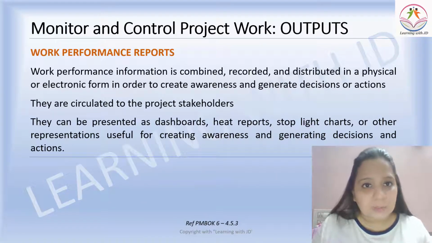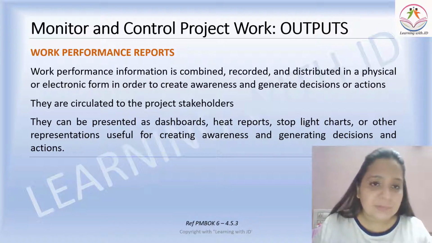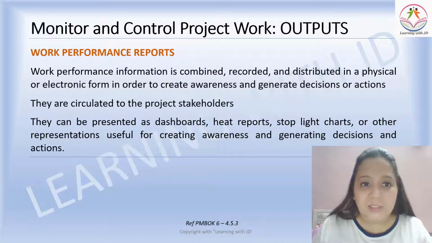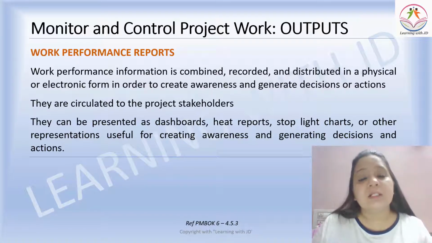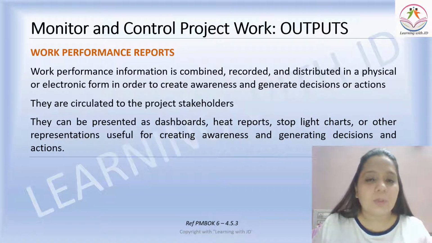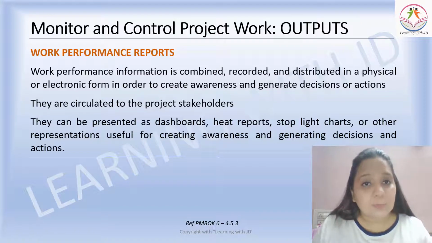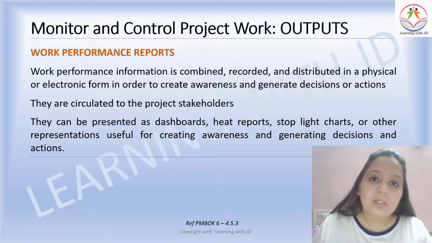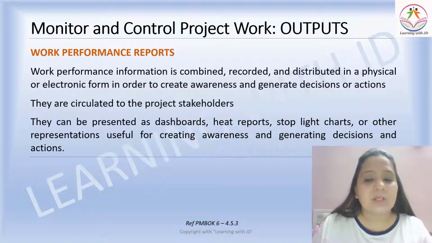Now, once you monitor and control your project work, you know that there is a deviation. You try to find out what is the earned value. You try to find out what is the trend. The output is the third element that I was talking about, the work performance report. Now, work performance information is combined, recorded, and distributed in a physical or an electronic format. This data is often combined and recorded for future purposes. This also creates awareness. It helps in generating decisions or actions.